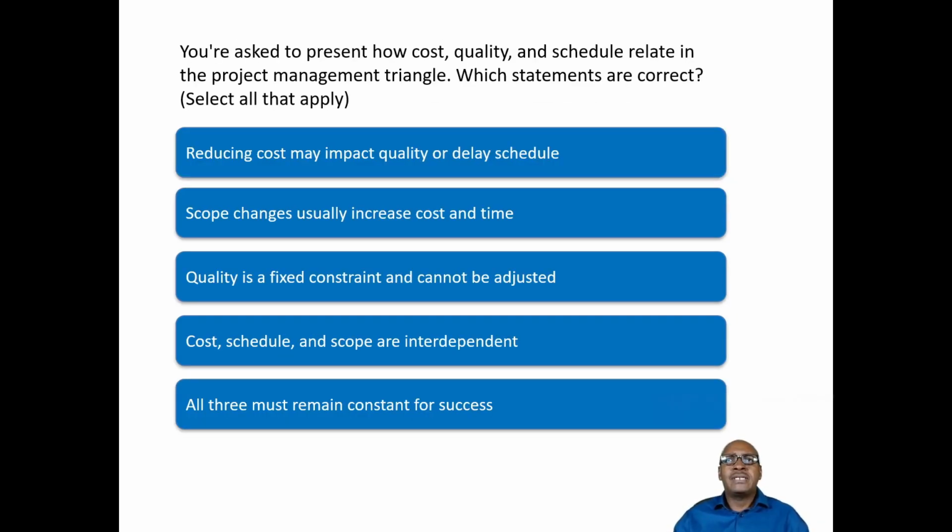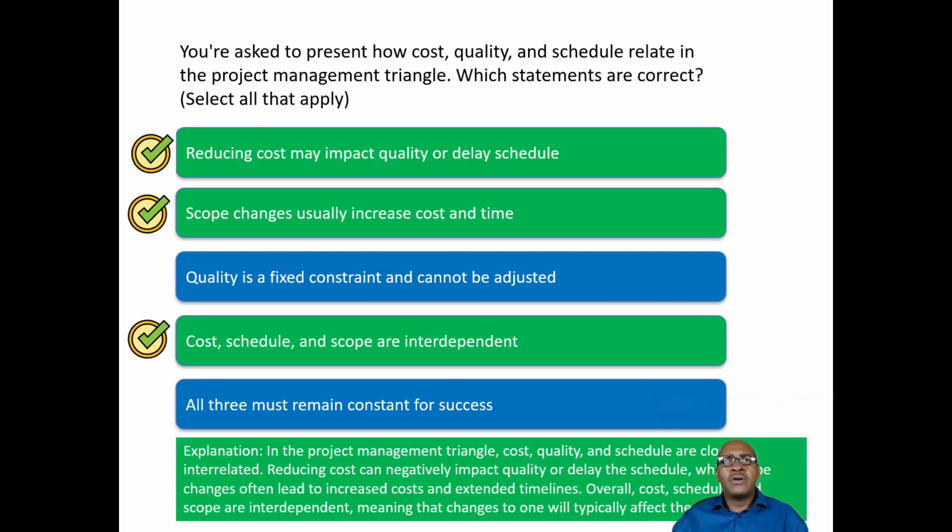Next, you are asked to present how cost, quality, and schedule relate in the project management triangle. Which statements are correct? And we ask you here to select all that apply. So there are multiple correct responses here. Reducing cost may impact quality or delay schedule. So that's correct. Scope changes usually increase cost and time. That is also correct as far as the project management triangle is concerned.